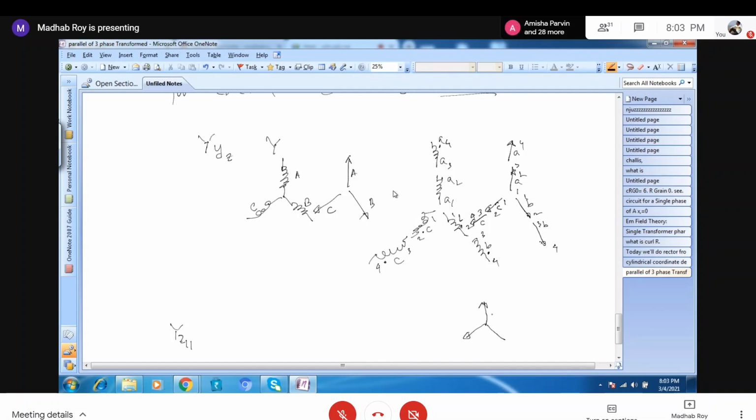Okay, this is the A1, 2. This is the B1, 2. This is the C, sorry, 2, 1. So now, if we want to make the 11, can we do this?